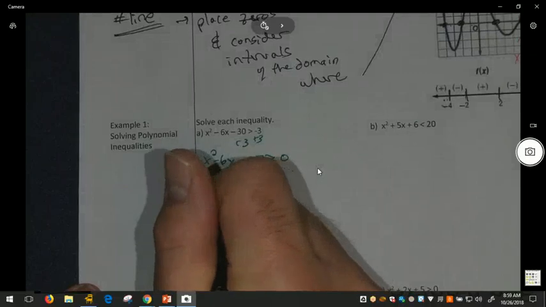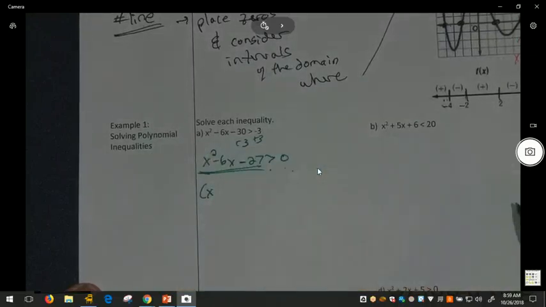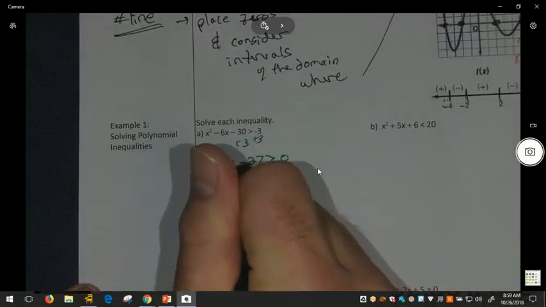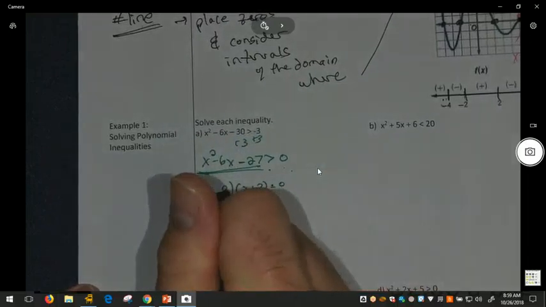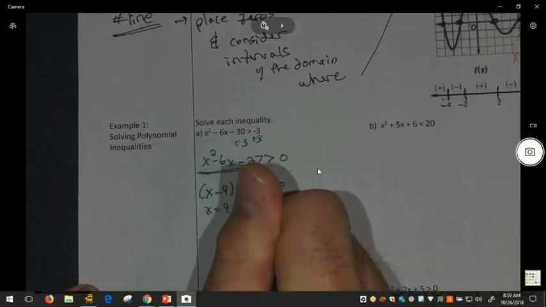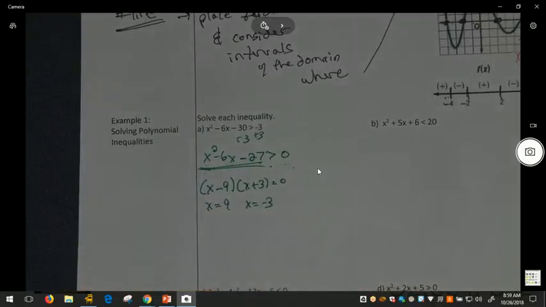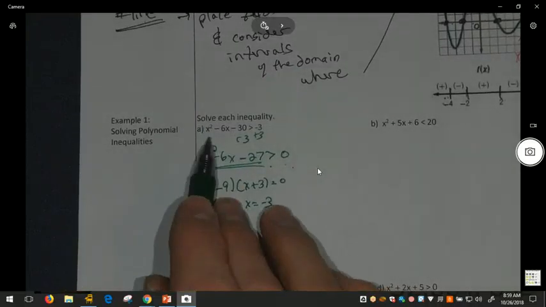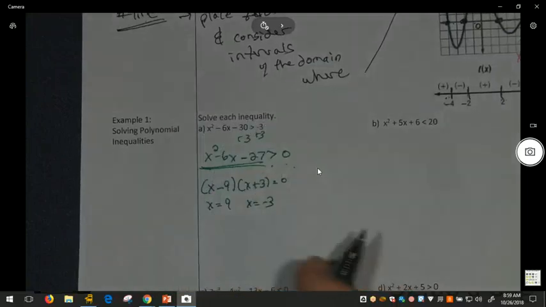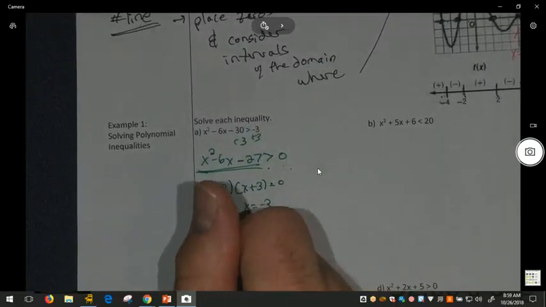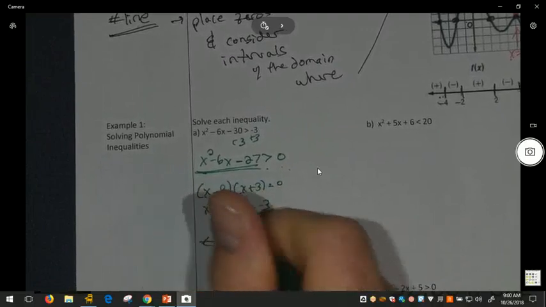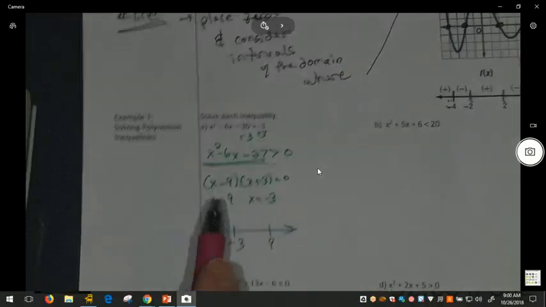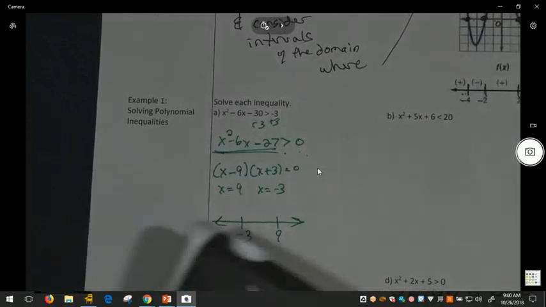So I'm going to factor first to try to find my zeros. If I can't do that, I'll use the quadratic formula. X minus 9 times x plus 3 works when I set it equal to 0. So my zeros are x equals 9 and x equals negative 3. But I'm not interested in solving the quadratic, I'm interested in solving the quadratic inequality. So on my sign chart, I'll put 9 and negative 3. I have to then put this function into the graphing calculator.